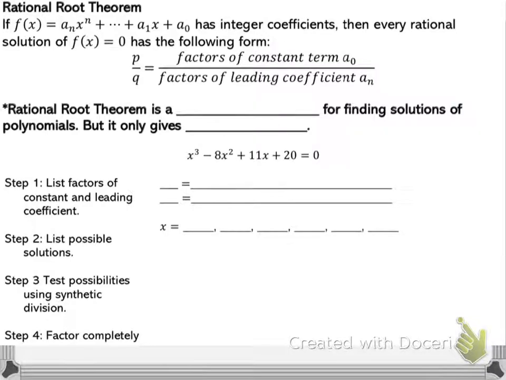So if you're in standard class, you can actually skip ahead at this point. But if you're in honors, you do need to pay attention just a little bit, because part of the steps that you are required to take are using the rational root theorem, which basically is merely a starting point. It's a starting point to find possible solutions. It only gives possibilities, that's what I'm looking for.